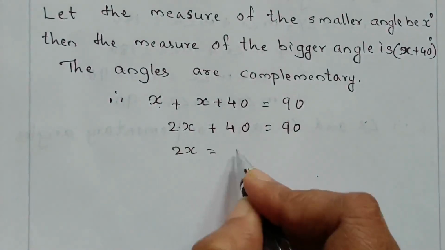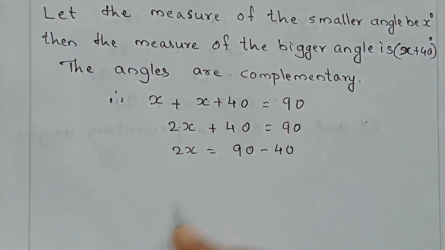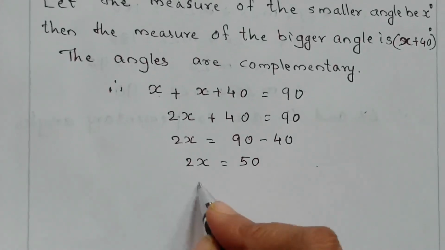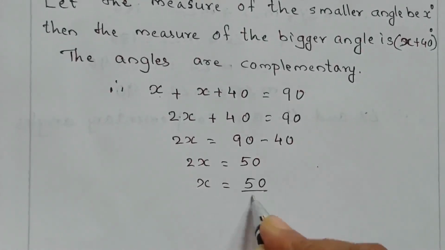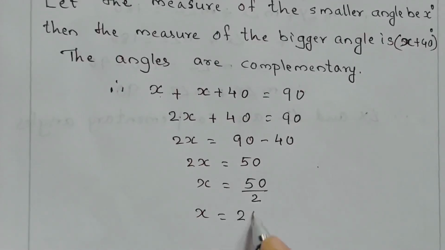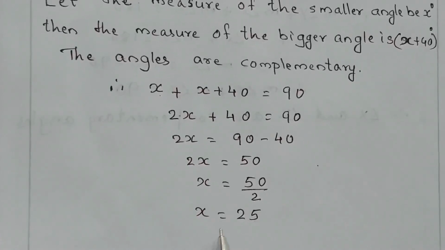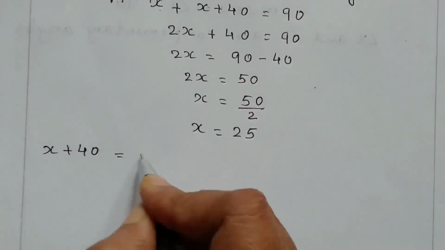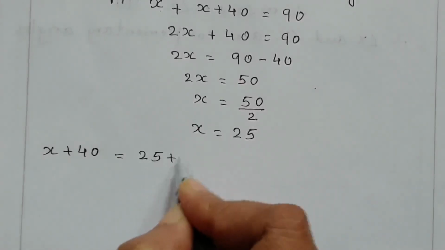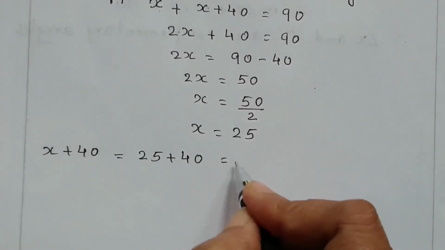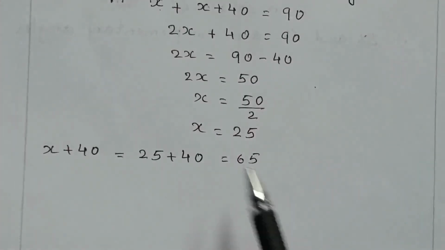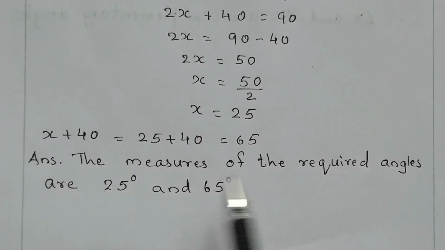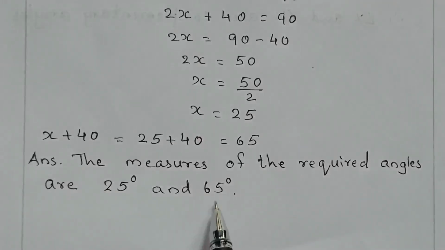2x is equal to 90 minus 40. 2x is 50. So your x is going to be 50 divided by 2. That means x is how much? x is 25. So your smaller angle is 25 degree. The bigger angle is x plus 40. That means x is 25, so 25 plus 40. That is 65 degree. So your one angle is 25 degree and the other angle is 65 degree. The measures of the required angles are 25 degree and 65 degree.